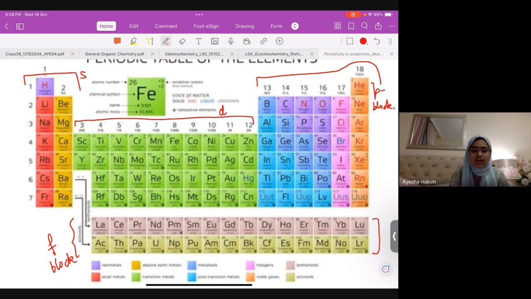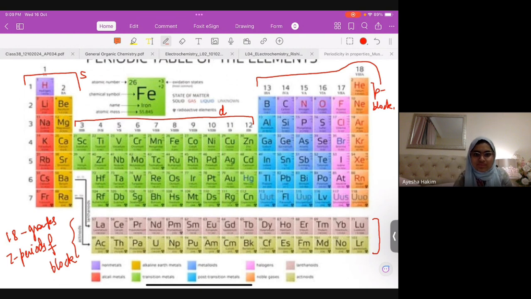There are 18 groups and 7 periods. Correct. So I was asking you what is the common name that we call for S block elements. Do you know? One of the groups of the S block is alkali.